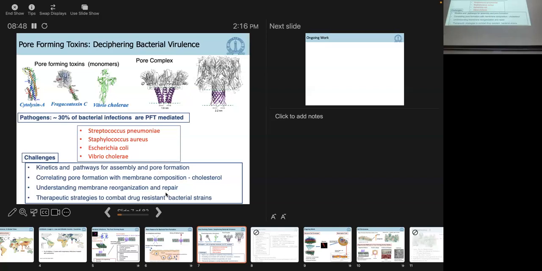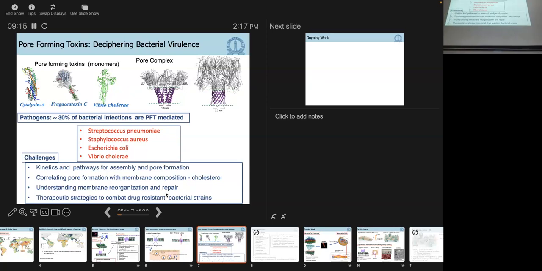The toxins essentially are expressed as monomeric forms, and they assemble into these complexes shown here. The fundamental differences are they're divided into alpha and beta toxins. The alpha toxins largely have alpha helices that penetrate into the membrane, and the beta toxins have beta sheets. They form these beta barrels and penetrate into the membrane. Again, as I mentioned, 30% of infections are PFT mediated, and here are some examples.